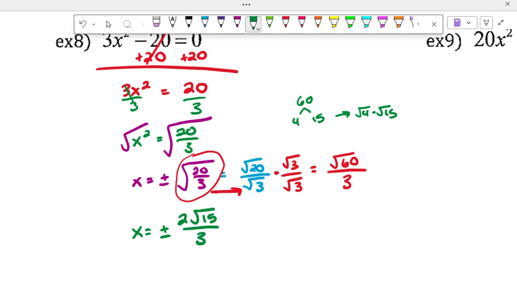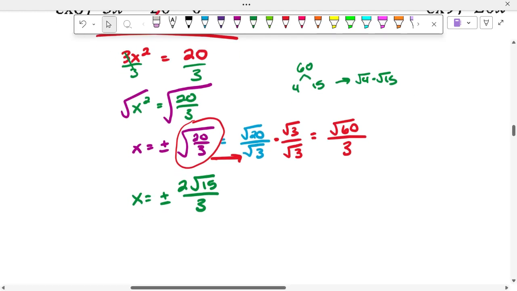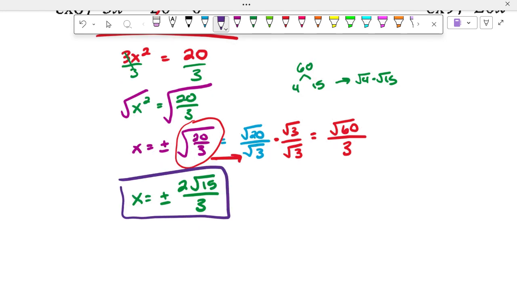Can I simplify anything else? Can 15 break down to two numbers where one is a perfect square? No. Can I simplify 2 over 3 any? No. So we're done. Any questions on that one?